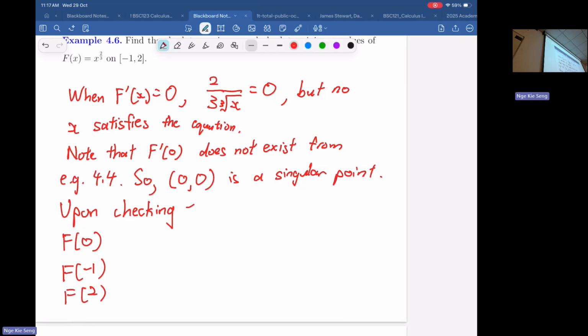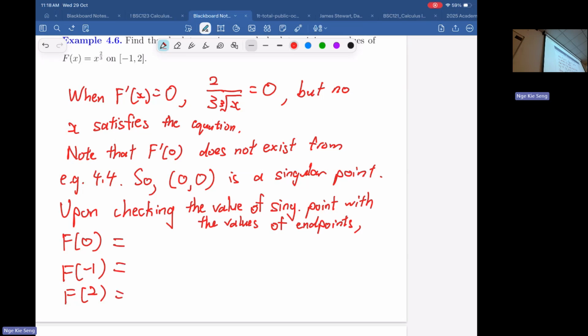Upon checking, check the value of the singular point, with the value of the endpoint. Okay, so these are the things we need to check.